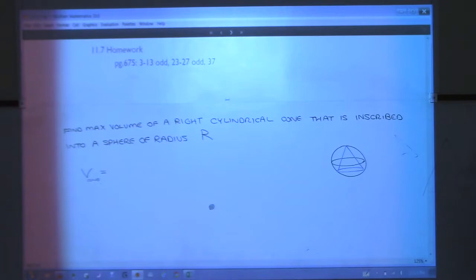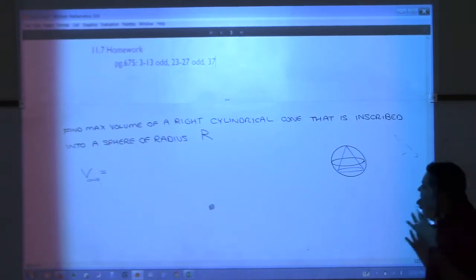1/3 pi r squared times height. I think that's what you said, right? Okay. Thought I heard B, but no, you didn't say B. I said because I thought I heard you say B. No, you didn't say B. Okay, that's what I heard.